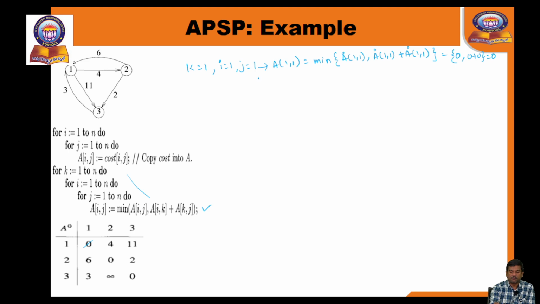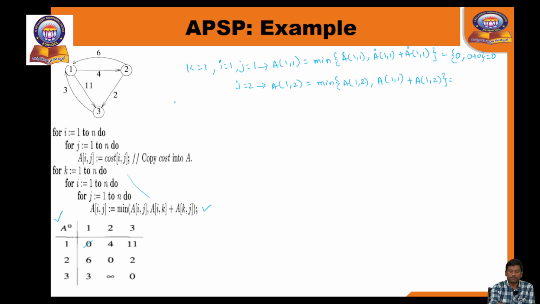In the same fashion, the value of j will be incremented by 1 and then you will be finding A of i, j, where j is equal to 2, which is given by the minimum of A of i, j (i's value is 1 and j's value is 2), comma, A of i, k (k value is equal to 1) plus A of k, j (k value is equal to 1 and j value is equal to 2). So for A of 1, 2, what matrix do you have to consider? You have to consider the previous stage A matrix.